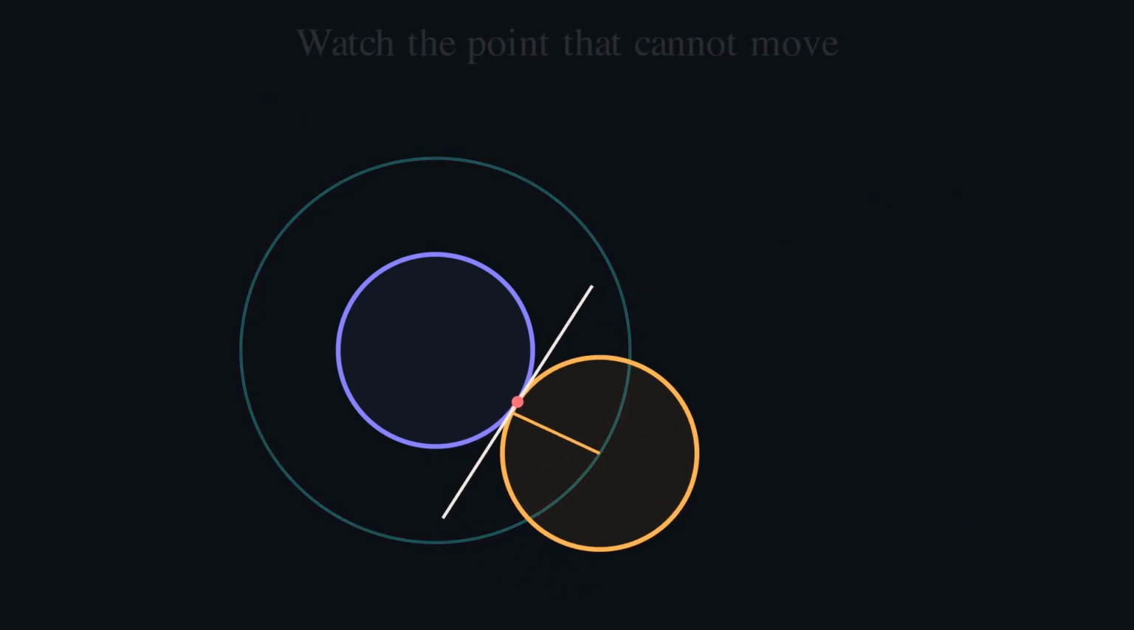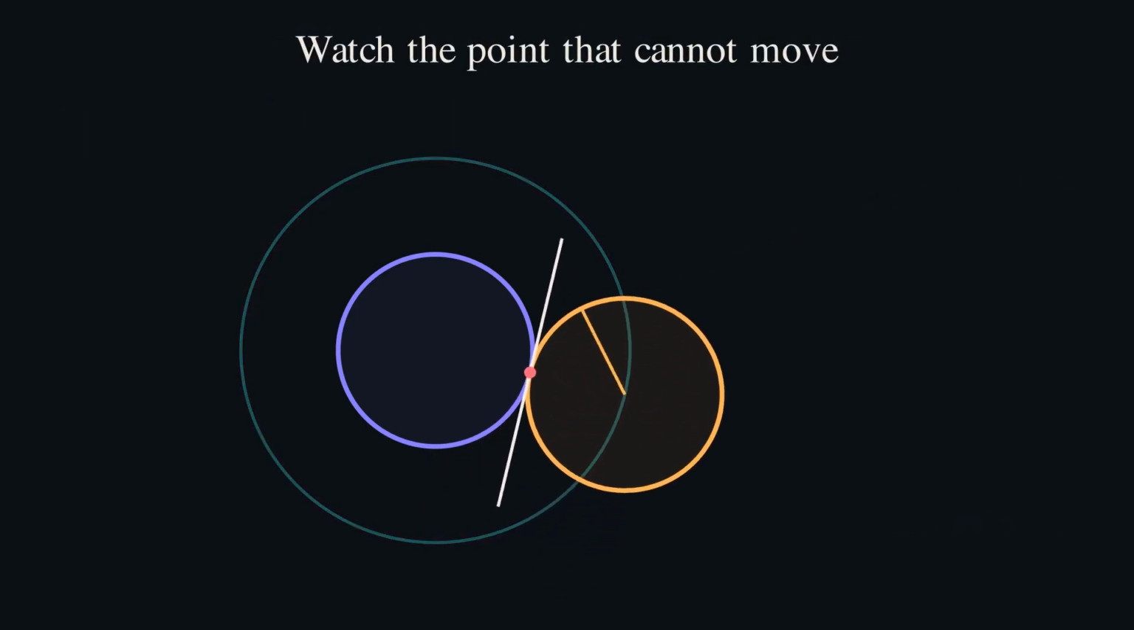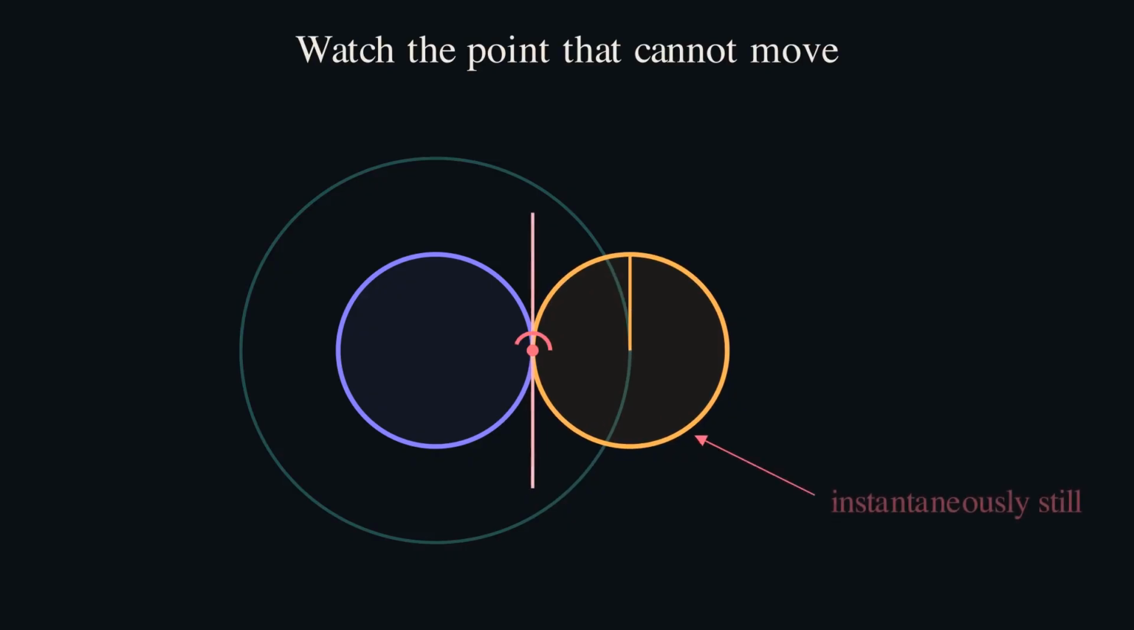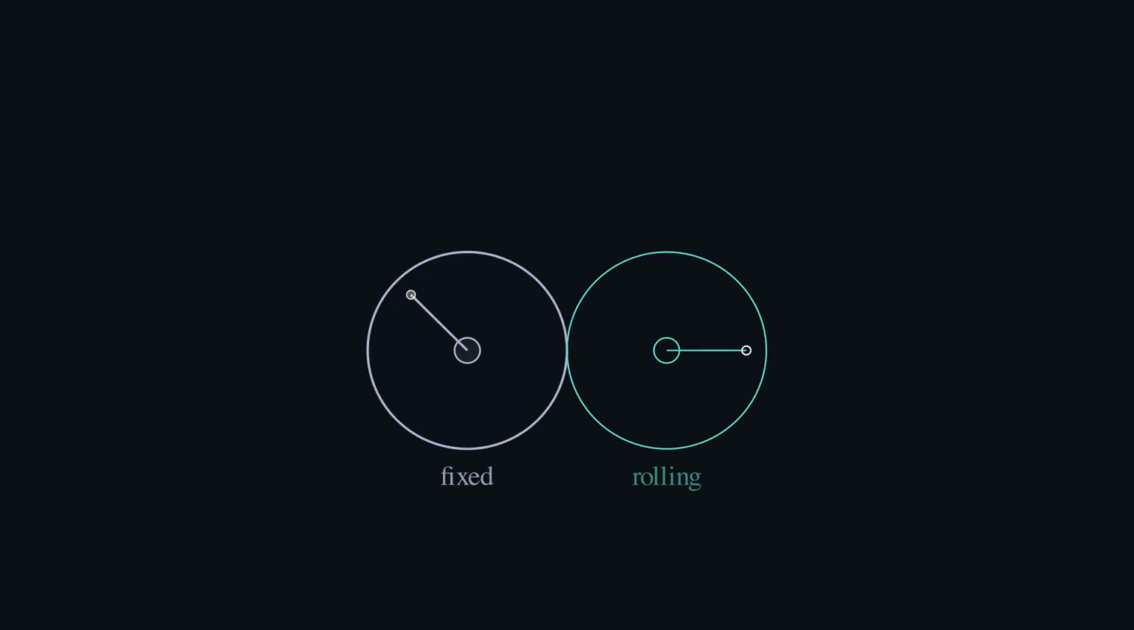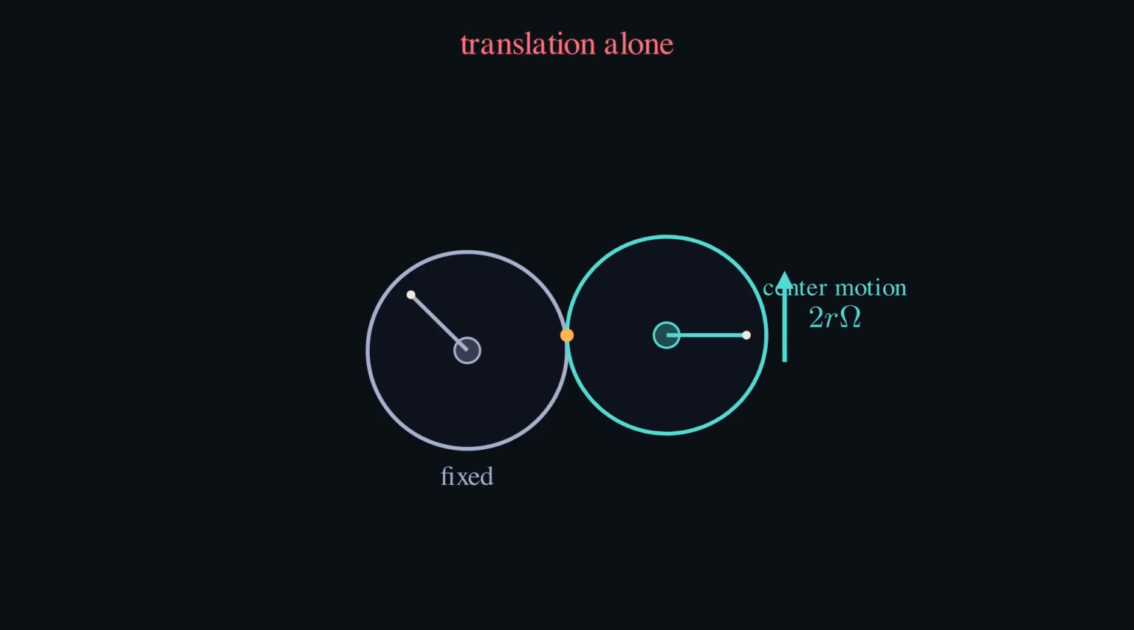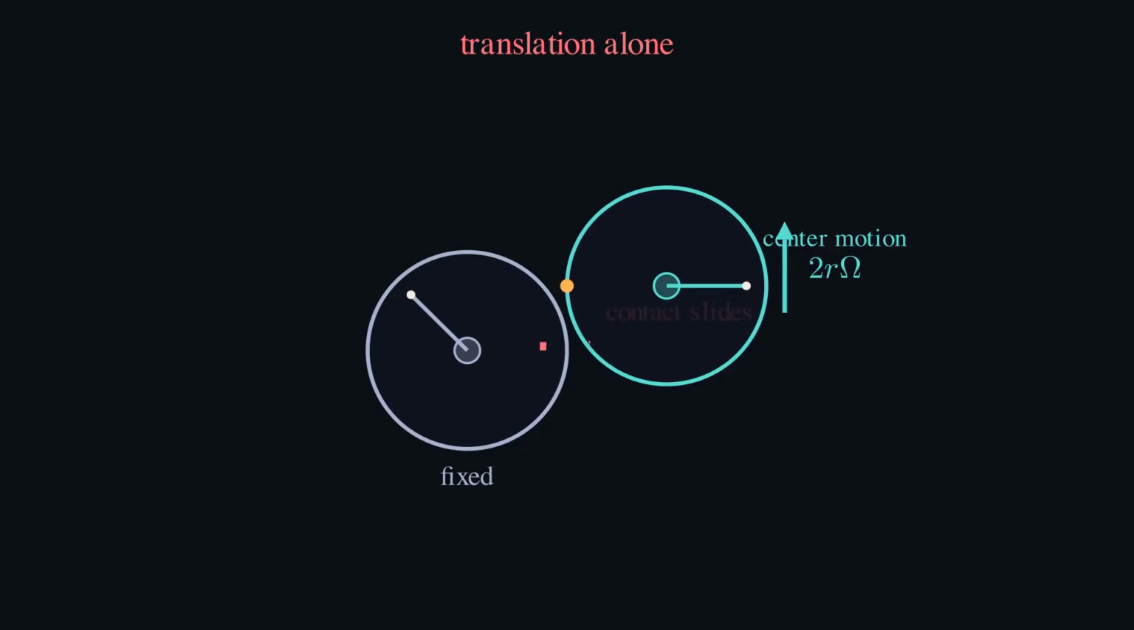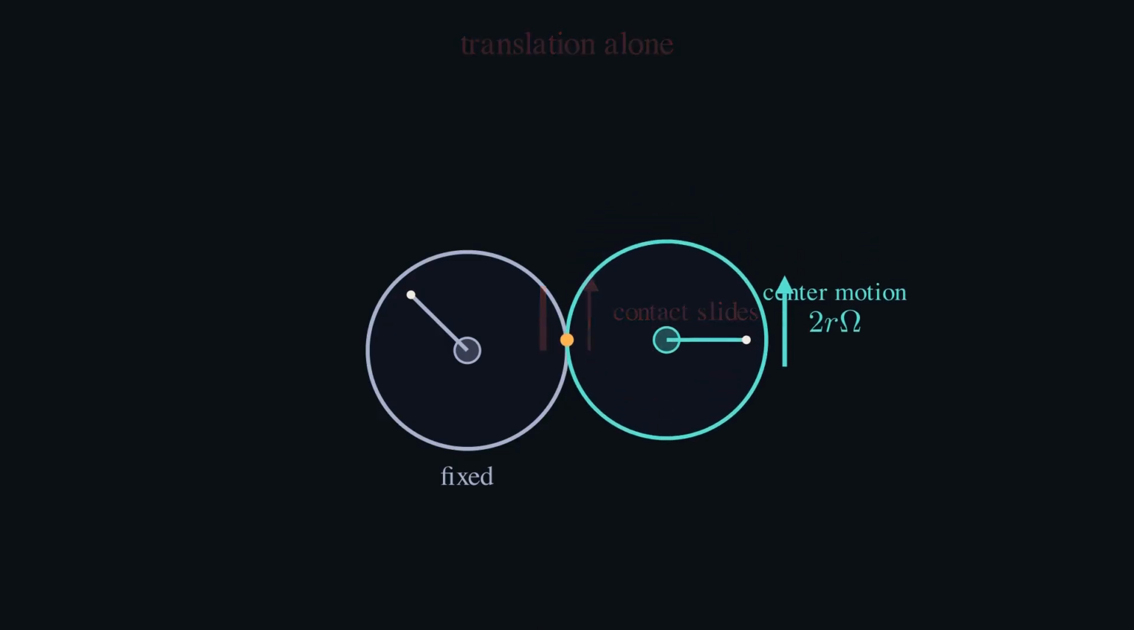To do that, we need to stop watching the whole coin and watch the one point that is forbidden to move, the contact point. Forbidden only for an instant, which is the interesting part. At every instant, the 2 coins touch at a point that is stationary relative to the fixed coin. No slipping means the material point on the rolling coin that meets it must also have 0 velocity at that instant. Now split the moving coin's motion into 2 pieces. Its center is sweeping around the fixed center. At the rightmost position, that center moves upward.